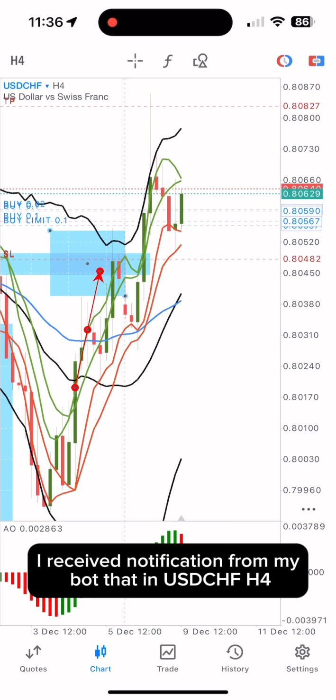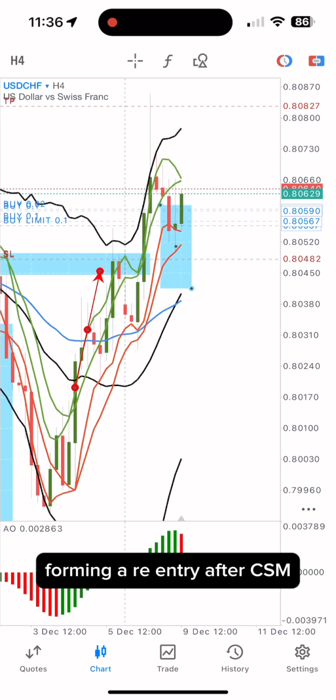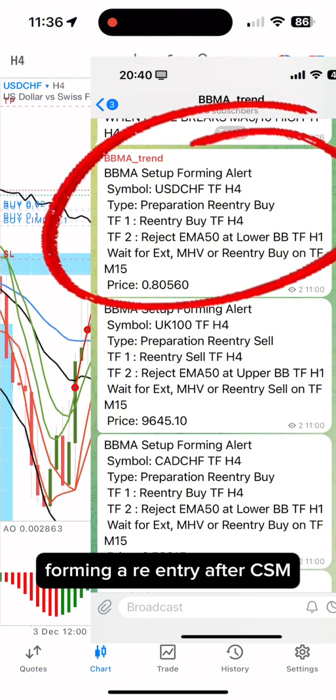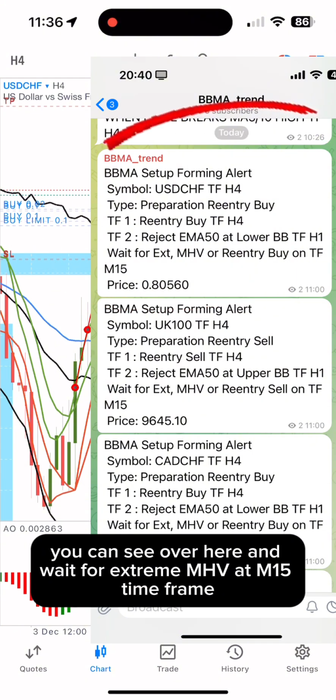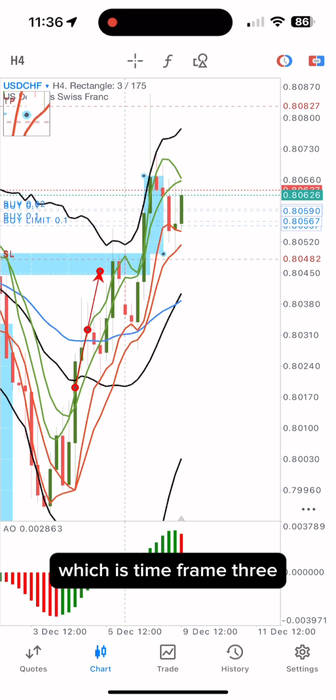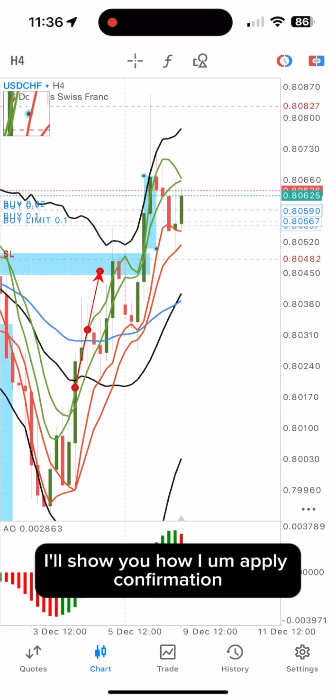I received a notification from my bot that in USD CHF H4, a re-entry is forming after CSM. You can see over here, and wait for extreme MHV at the M15 time frame, which is time frame 3. I'll show you how I apply confirmation.